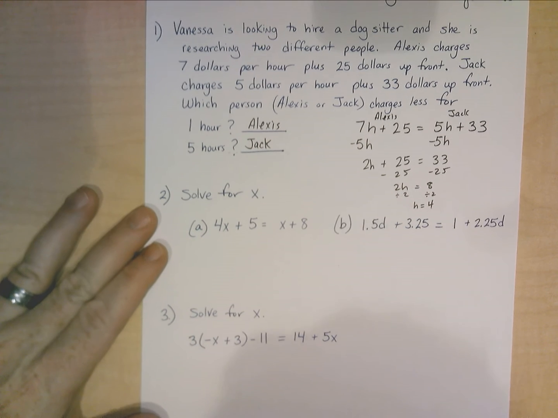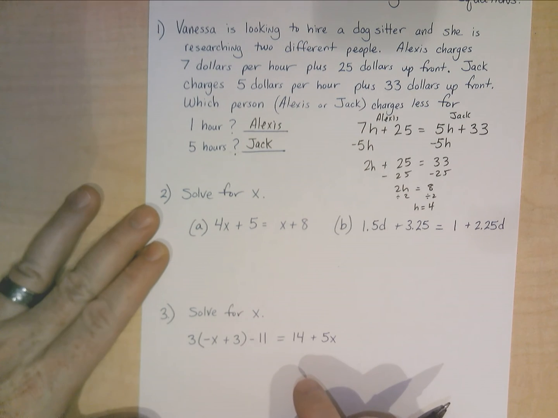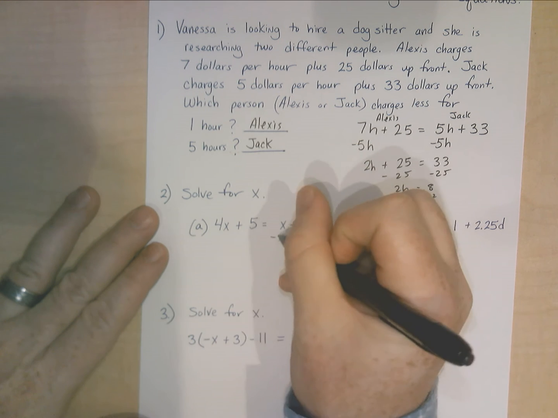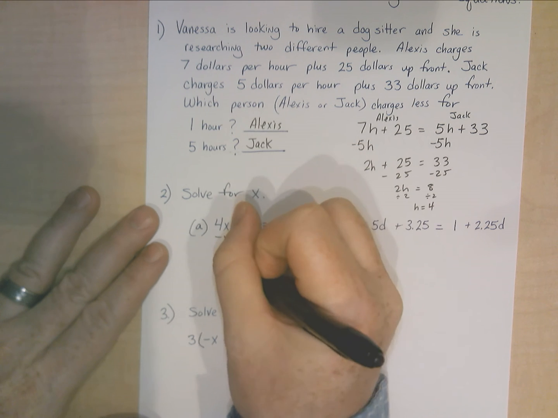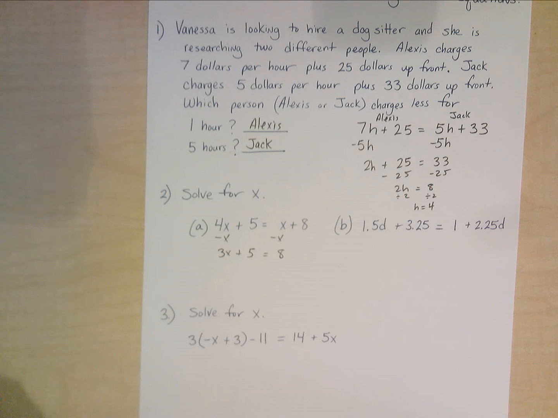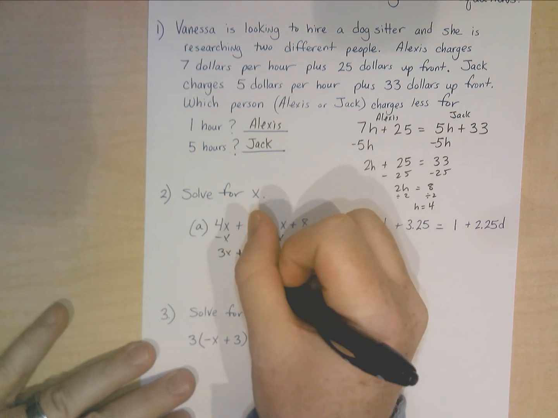Number 2, the same thing how we solved here, we're going to solve these 2 as well. So we want the variable to be on one side. What I would do is get rid of the smaller one of the 2. So I'd subtract x from both sides. 3x plus 5 equals 8. Then you're going to solve this as a 2-step equation. Just solve for x and then you're done. So we're going to subtract 5 from both sides.